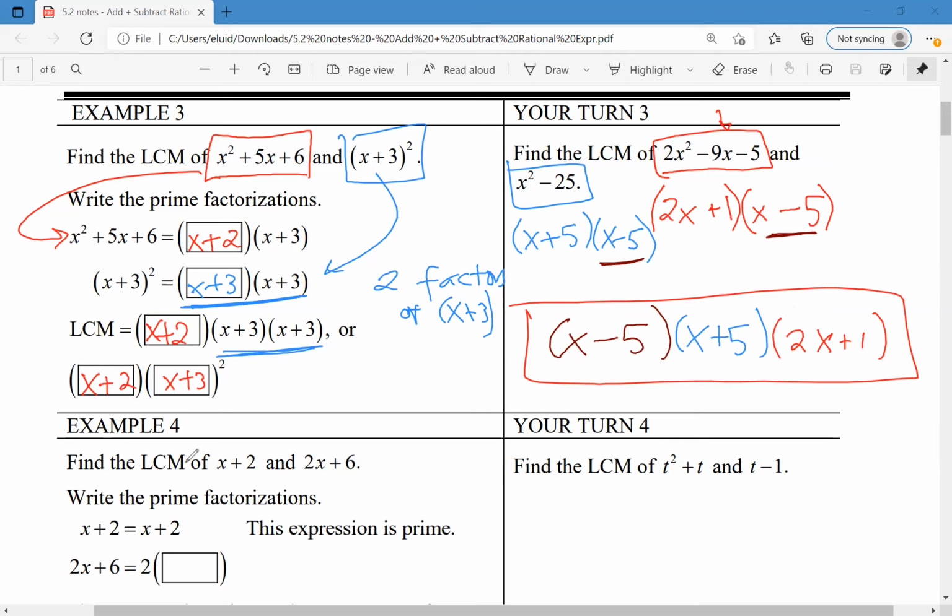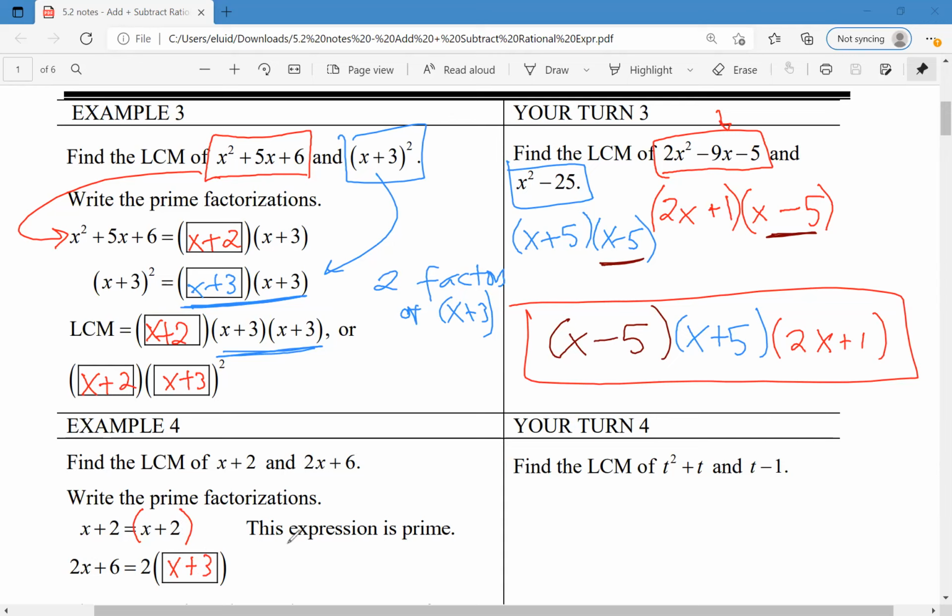We're finding the LCM of x plus 2 and 2x plus 6. Write the prime factorizations. Okay, x plus 2 is just x plus 2. There's no way to factor that. That's why it says this expression is prime. So it's just a factor in itself, that's all. 2x plus 6, we can factor out a 2, and we're getting 2 times x plus 3. So for the LCM, we're looking at all these factors. There's nothing that's shared, so we just need all of them. There's nothing that's repeated that we need to pay close attention to. We just need one of each.